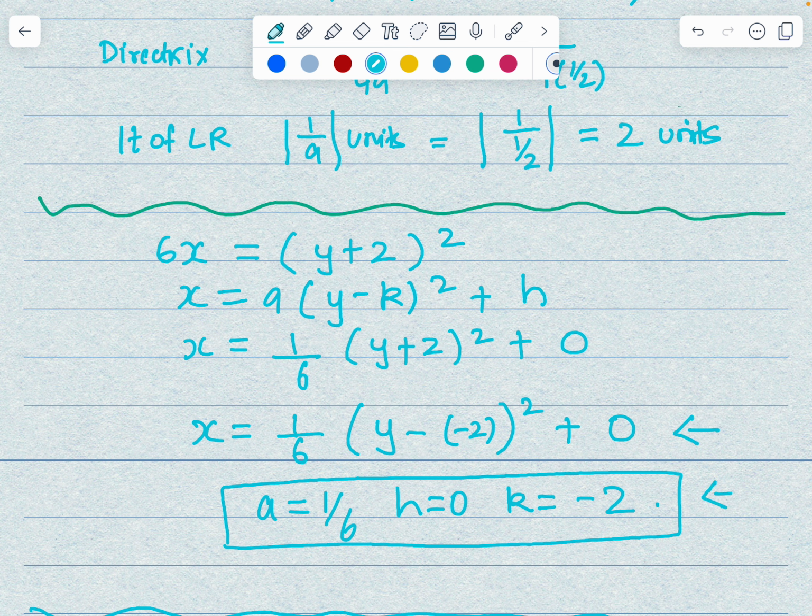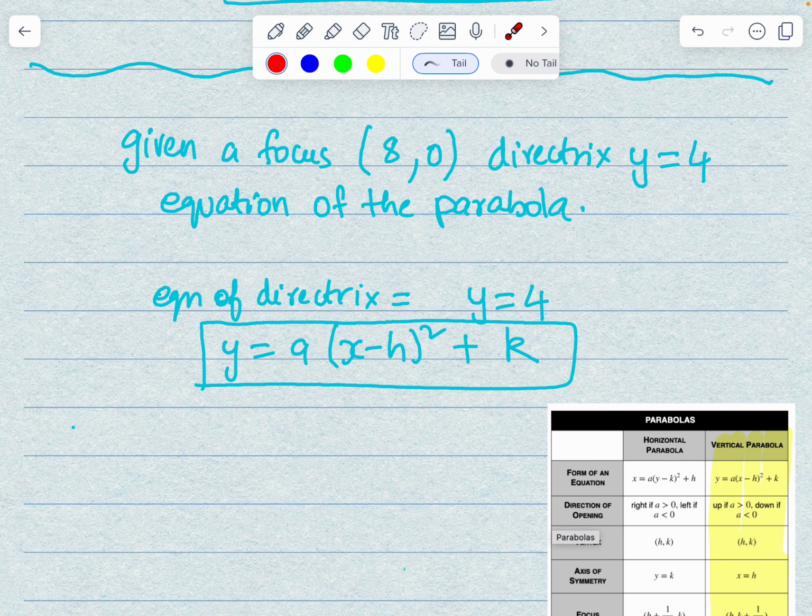The third kind of, or yet another kind of problem that you're going to get is where you're going to be given the focus, the equation of the directrix, and what you're asked is the equation of the parabola. So it's the other way around, right? So far we've been given the equation of the parabola. Now you're going to find out the equation of the parabola.